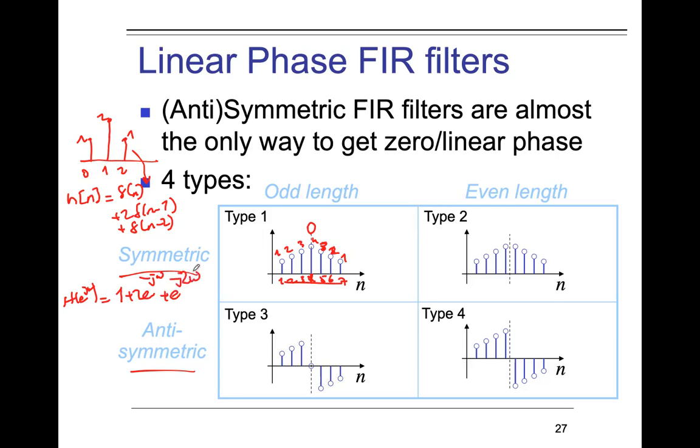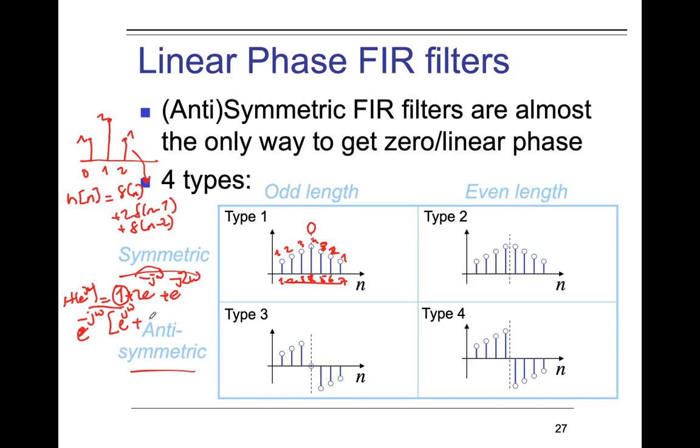What is the middle point here? This one is my middle point. e to the power minus j omega is my middle point, times e to the power j omega. If I multiply these two, I will get 1, e to the power 0.